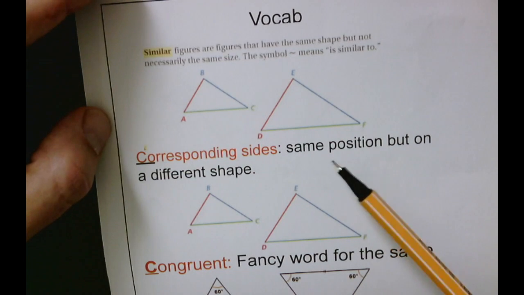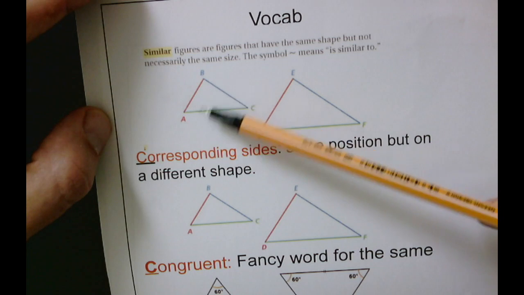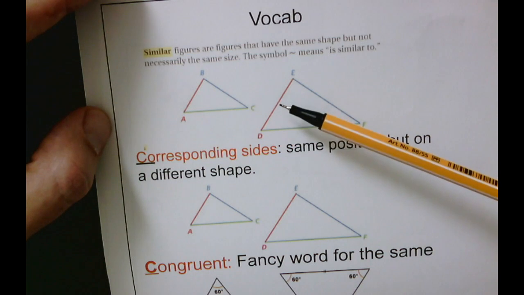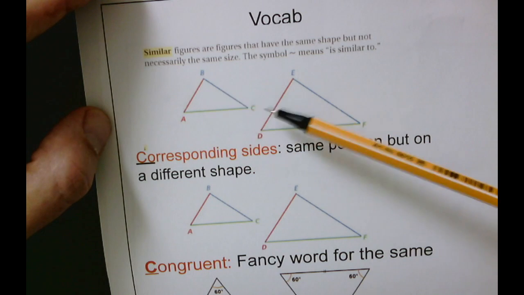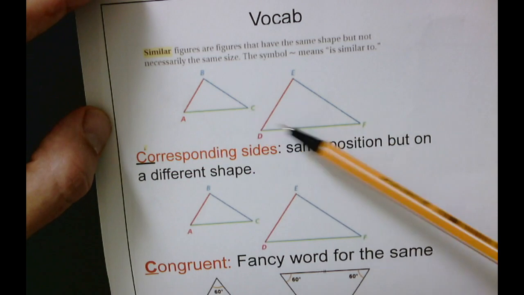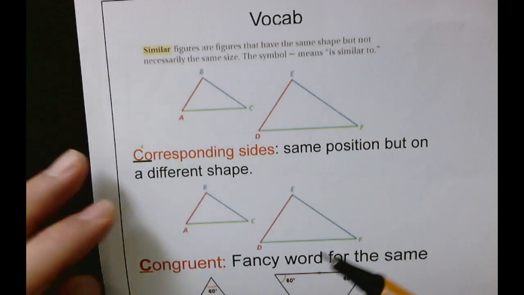Corresponding sides. Same position but on a different shape. Notice how this is the left side of our triangle here. This corresponds with the left side of this triangle. So they're in the same position but different shape. Notice how the lines are green and green and then blue and blue? Those are all corresponding.